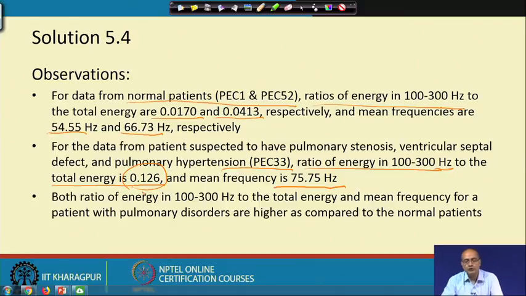Okay. So, both the mean frequency as well as the energy ratio taking the band 100 to 300 would be a good measure, and out of these two features, the ratio of the energy is giving better separation. Okay. So, it would be a better feature for classification of the pathogenic signal from the normal one. Thank you.